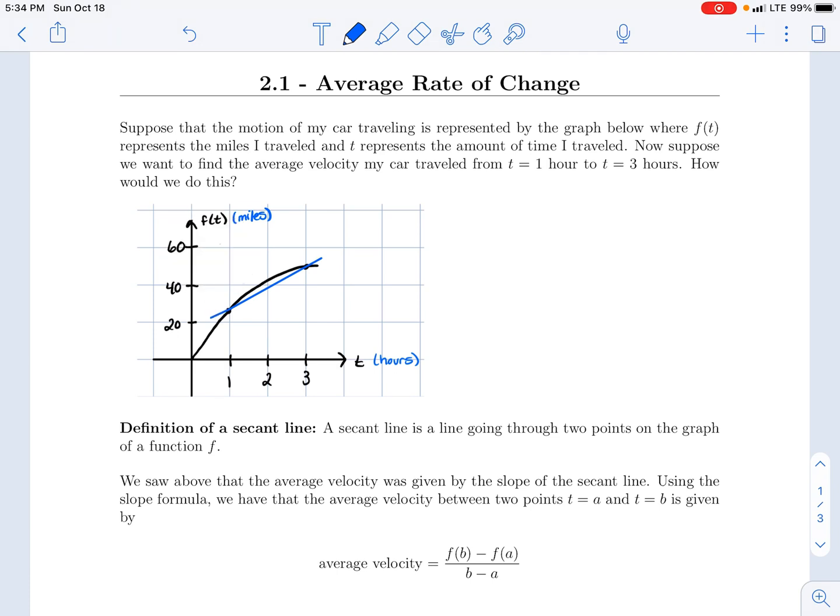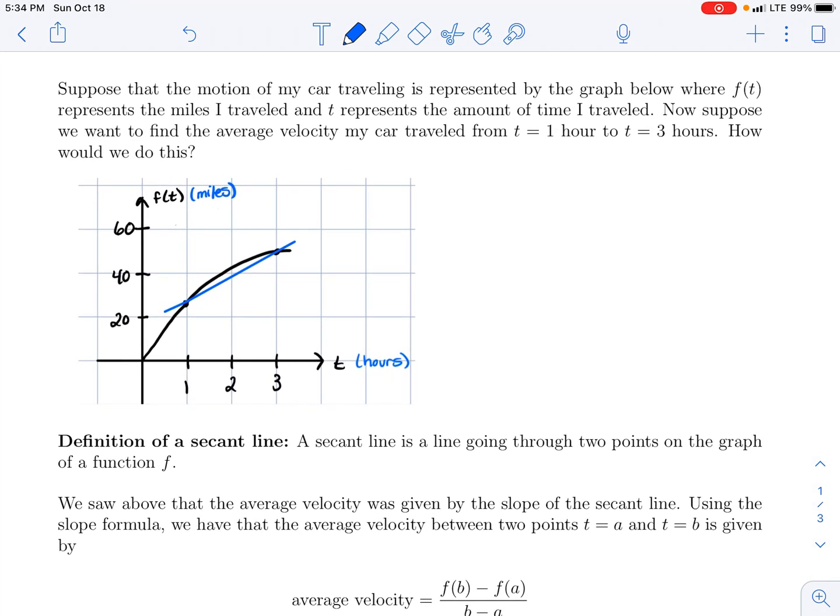Oops, there we go. Straight line there. Okay, and so the line that I just drew here, we have a specific name for this. We call this a secant line. And so below here I have the definition of a secant line. A secant line is a line going through 2 points on the graph of a function f. Here you see in black that I have my function f, and in blue I drew the secant line going through the points t equals 1 and t equals 3.